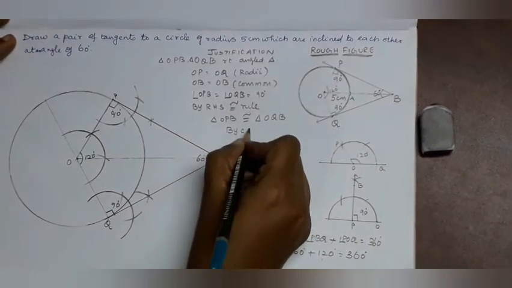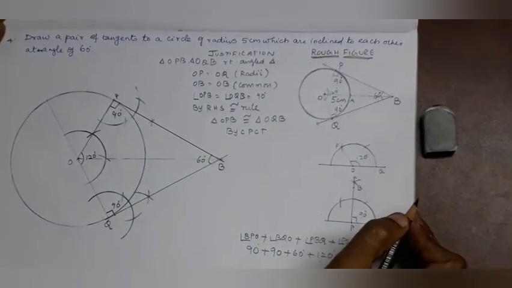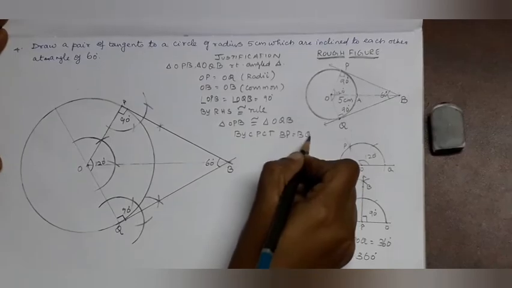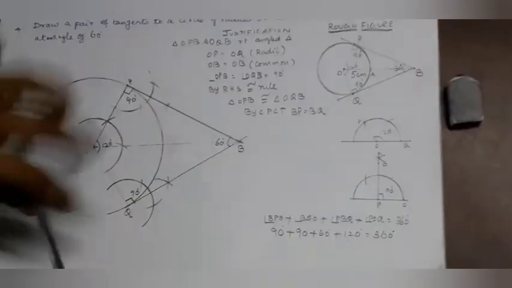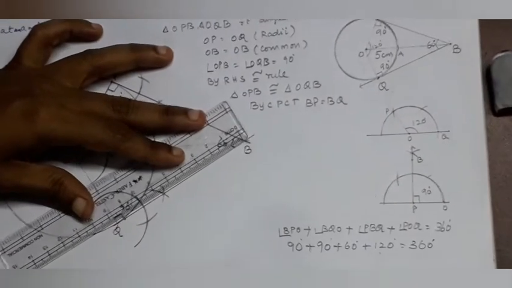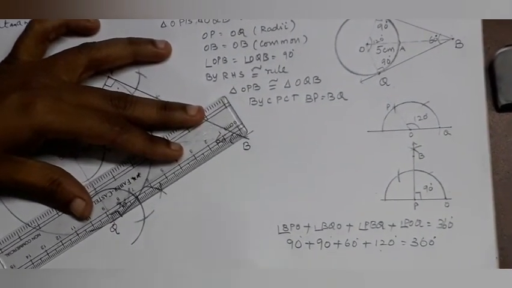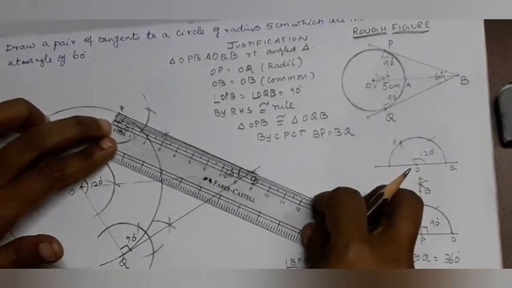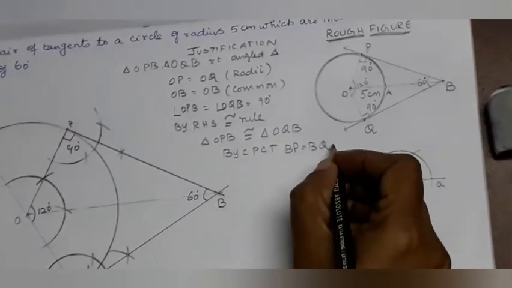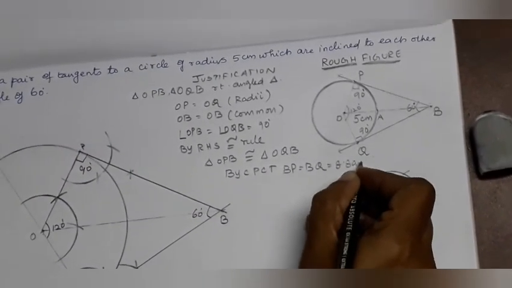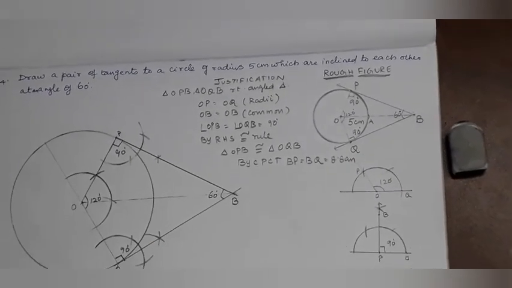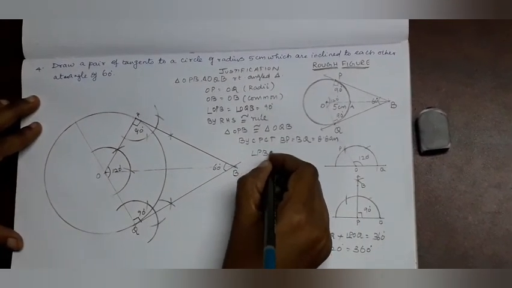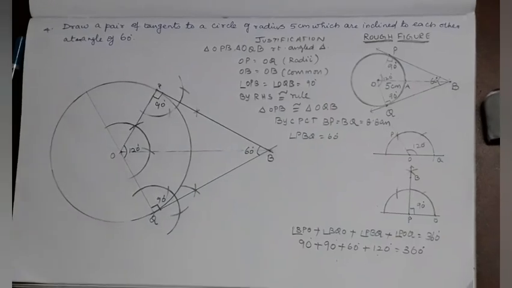By CPCT, what do you mean by CPCT? Corresponding parts of congruent triangles. BP is equal to BQ. Let us check. BP is equal to 8.8 cm, similarly BQ is equal to 8.8 cm. Hence, we have justified our construction, and angle PBQ is equal to 60 degrees. Thank you.